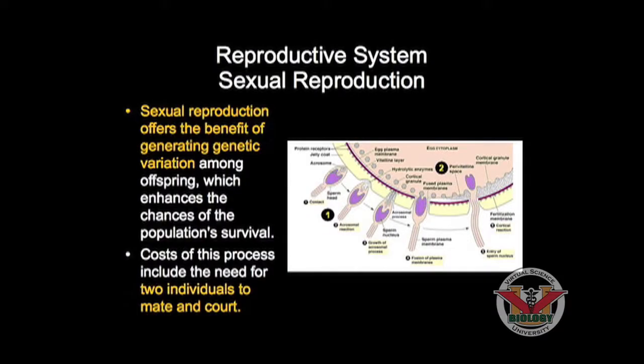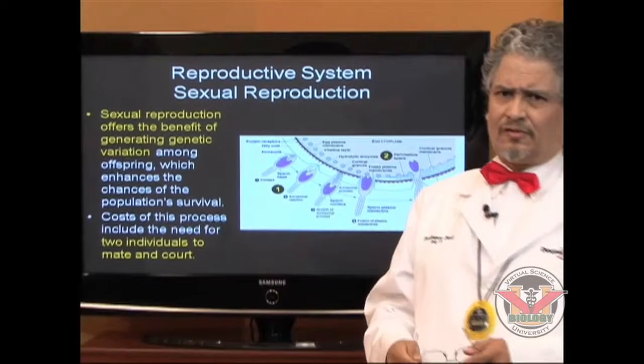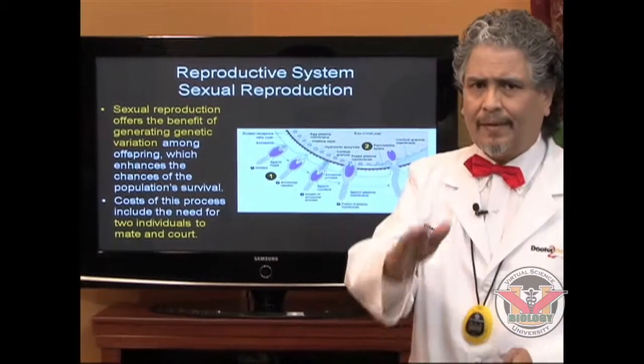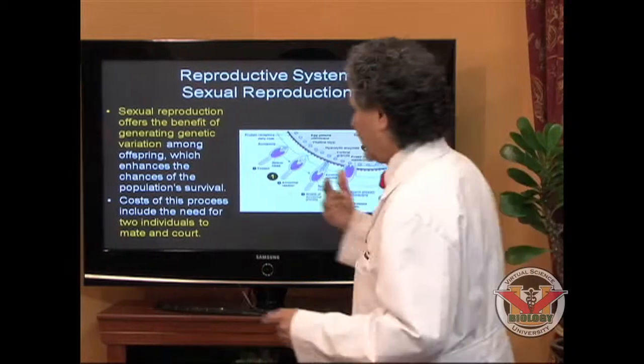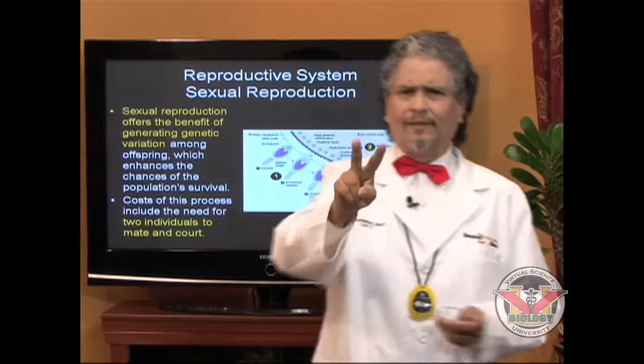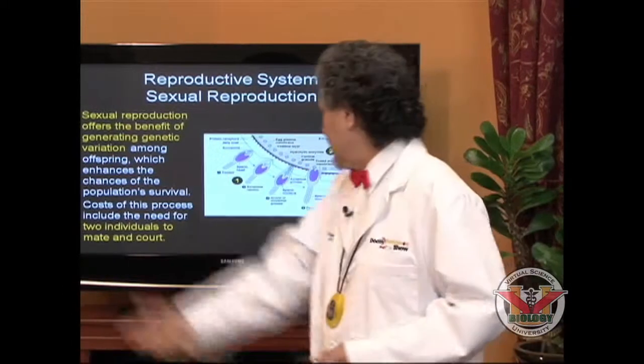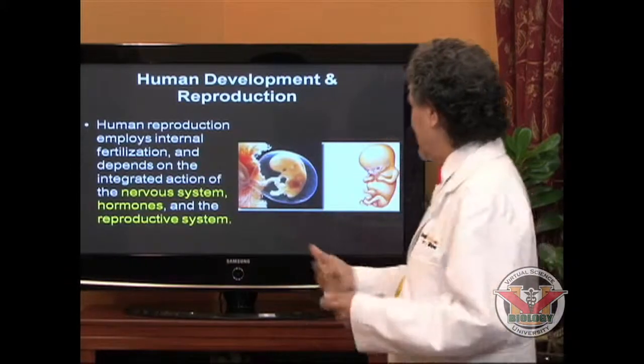Sexual reproduction offers the benefit of generating genetic variation among offspring, which enhances the chances of the population's survival. That's the reason why this occurs, so that the population will continue to survive and continue to propagate. That's what this is all about. And then the cost, of course, of this process is the need for two individuals to court, mate, and reproduce progeny. That's what's important.